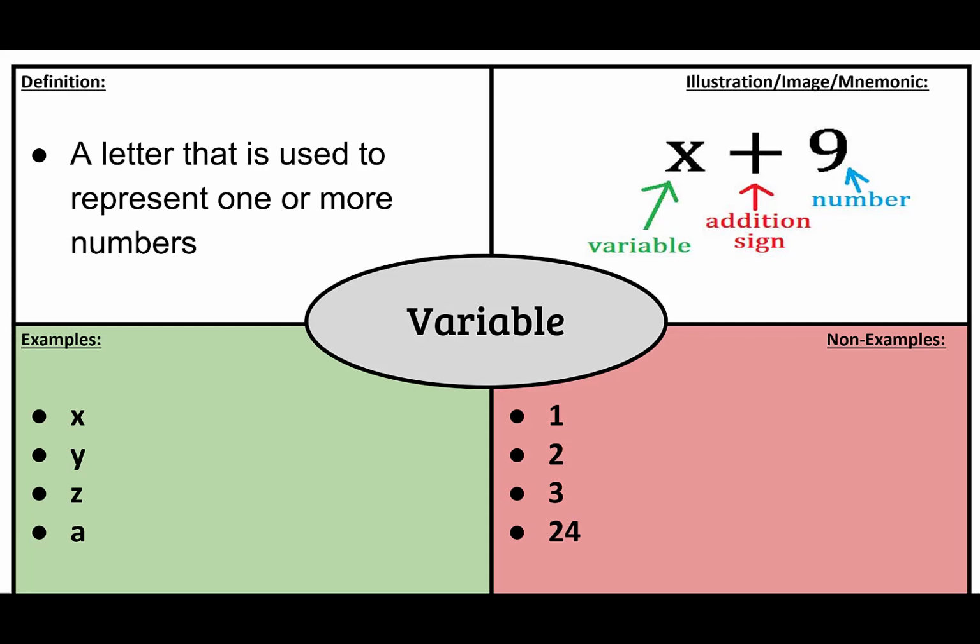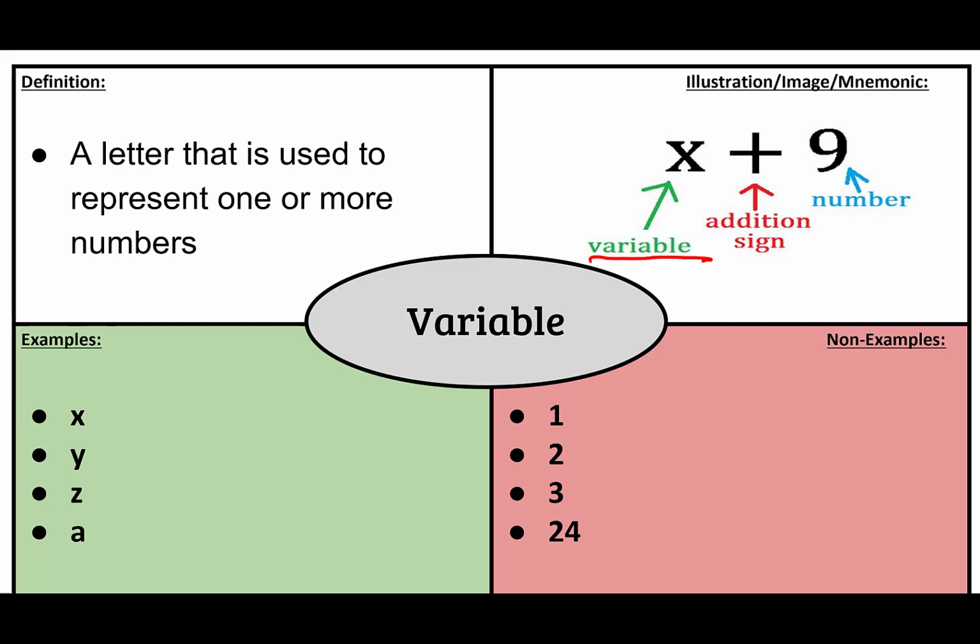Over in our illustration, image, and mnemonic section, we have an example of what a variable might look like in an equation. The equation here is x plus 9, and we see that the variable is x, the letter x.